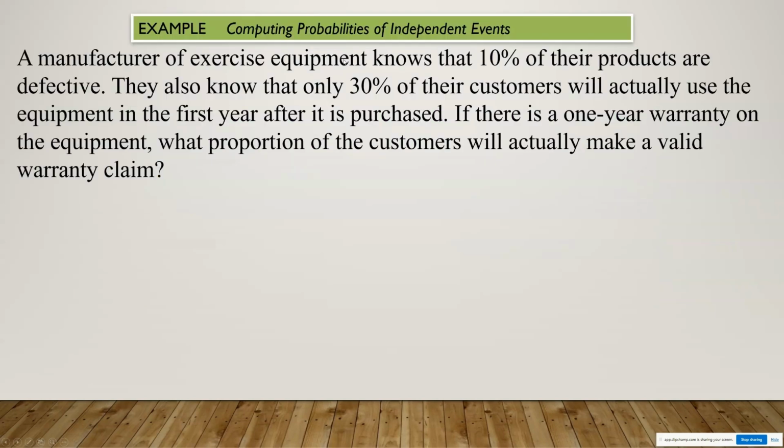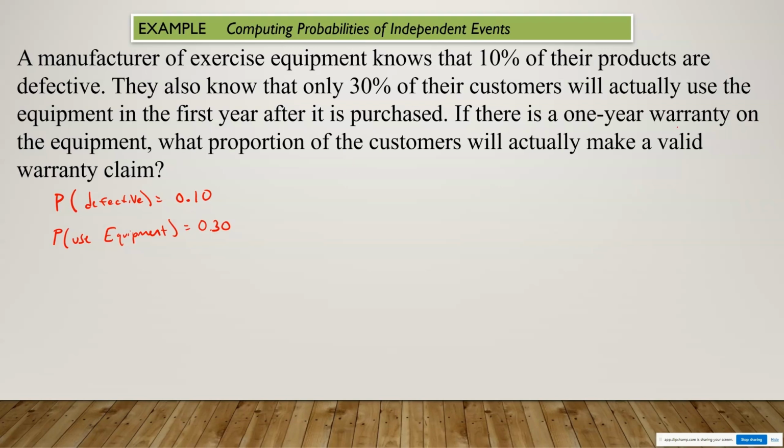All right, let's work an example here. Suppose a manufacturer of exercise equipment knows that 10% of their products are defective. What that basically means in terms of probability is if you select a product at random, the probability it's defective is 0.10. They also know that only 30% of their customers will actually use the equipment in the first year. So if you select a customer at random, the probability they use the equipment in the first year is 0.30.